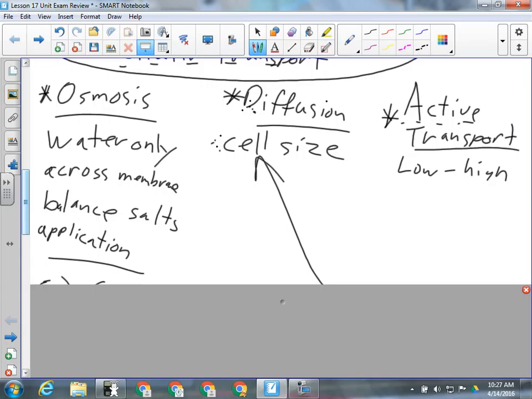Diffusion. Okay, things, just anything. Diffusion can transport anything, but it always does it from high to low. Okay, it's not targeted. And it's affected by cell size. It only works good over small distances. So if you've got a question and it's talking about a big cell and a small cell, you probably better find a way to work diffusion into that answer.